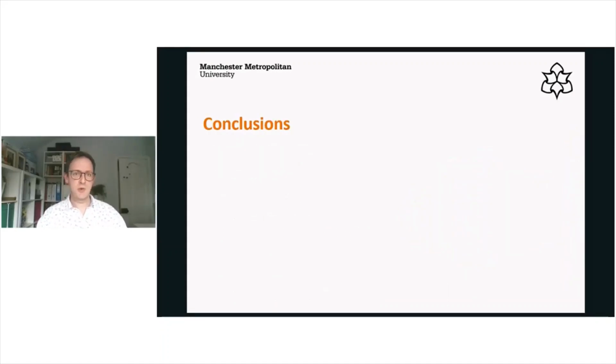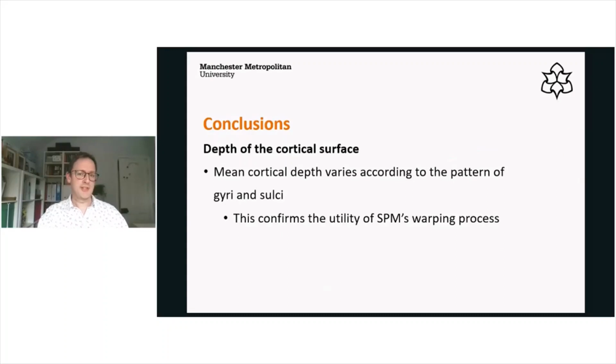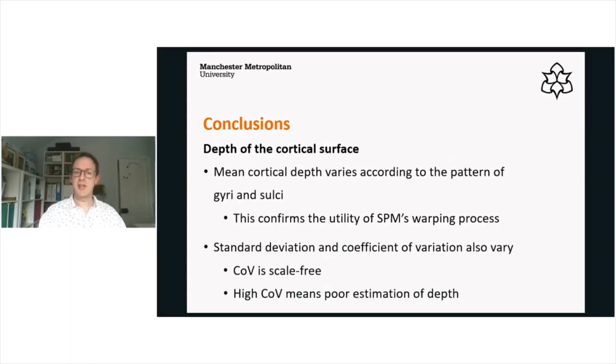Okay, so this is a quick tour through some statements about the depth of the cortex across the head. What can we say about this? One useful sanity check is that the mean depth of the cortex varies in the way we would expect it to. But standard deviation and the coefficient of variation also vary across the cortex. And given that the coefficient of variation should be scale-free, it helps us to find areas where depth can be well estimated or poorly estimated. And the answer is actually not very many areas have a good correlation. Oh, sorry, good coefficient of variation.